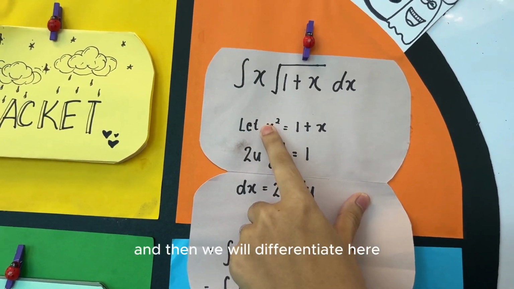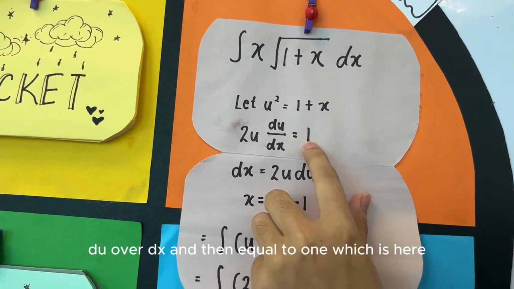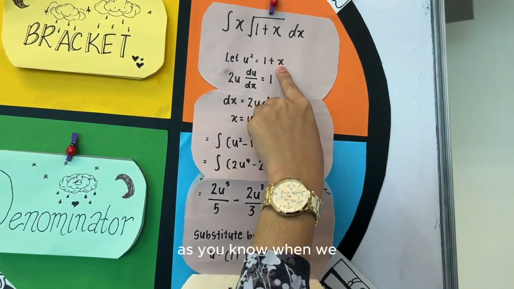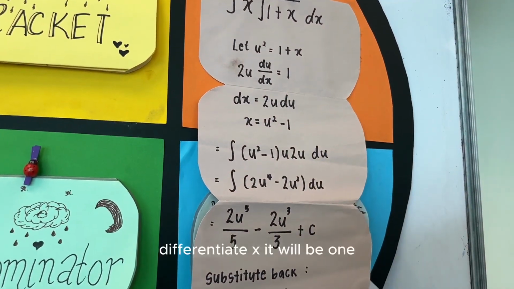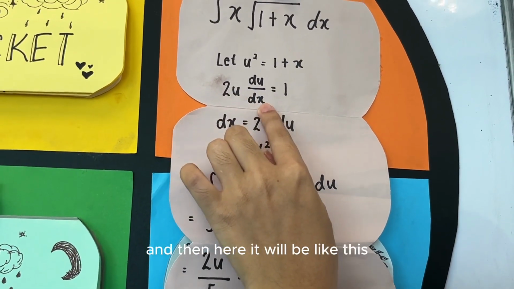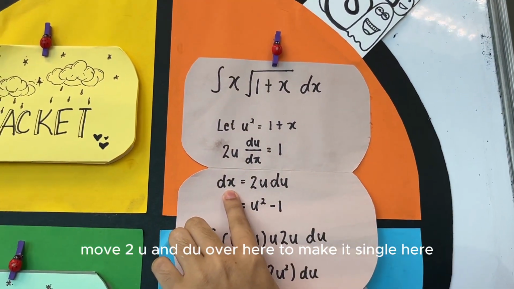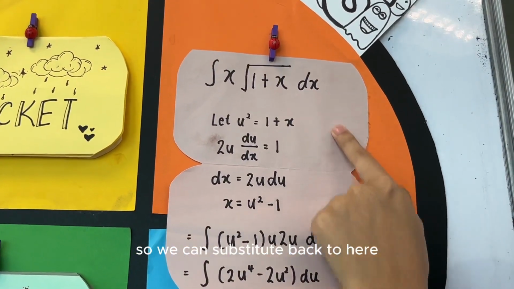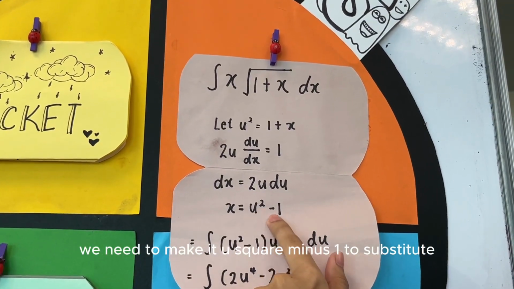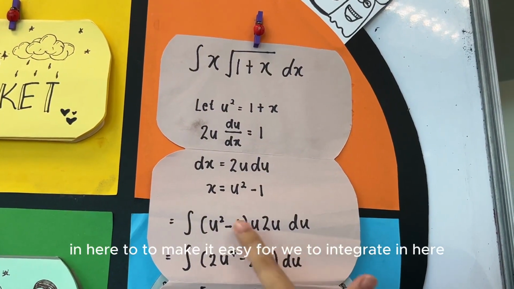And then we differentiate here, and it will be du over ds, equal to 1, which is here. This one will be gone here, and as we know, when we differentiate x, it will be 1. So as we can see here, it will be like this, and then we move u and du over here to make it single, so we can substitute it back to here. And then x, we need to make it u squared minus 1 to substitute in here to make it easy for us to integrate.